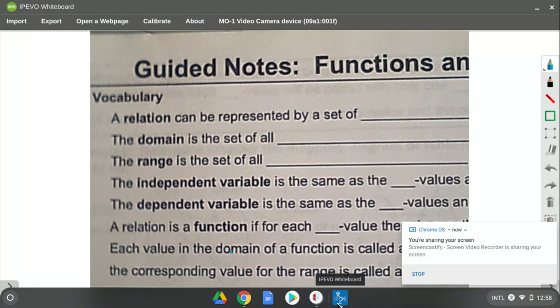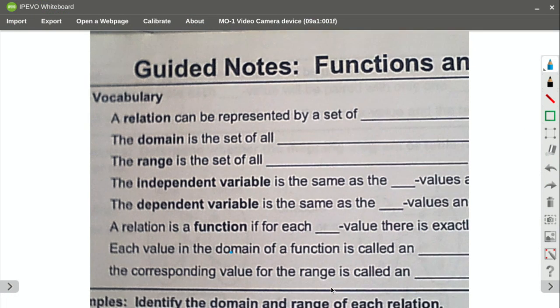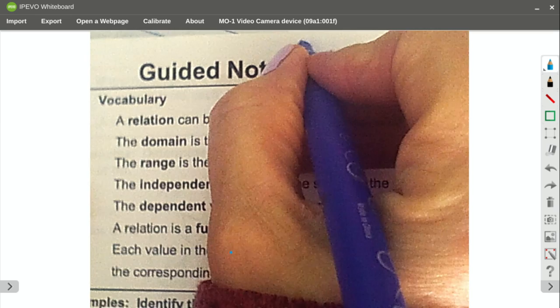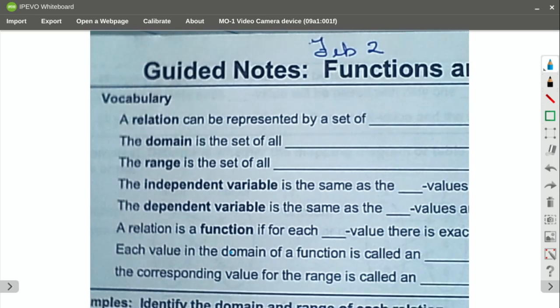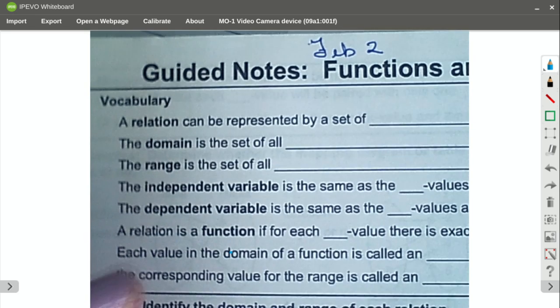Okay, hey guys, so these are the notes that you're going to take. It is still February 1st, but this is stuff that we will need for February 2nd. When you come in on Tuesday, we're going to be talking about these vocabulary words.